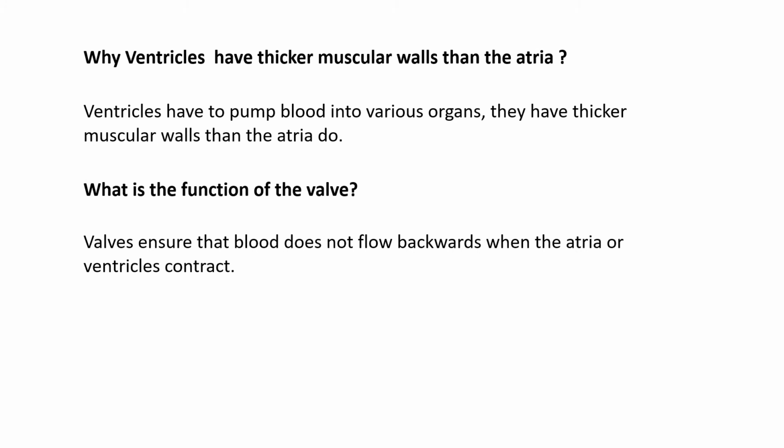Why do ventricles have thicker muscular walls than the atria? Ventricles have to pump blood into various organs, so they have thicker muscular walls than the atria. What is the function of valve? Valve ensures blood does not flow backward when atria or ventricles contract. This is a very important question from the board exam point of view.